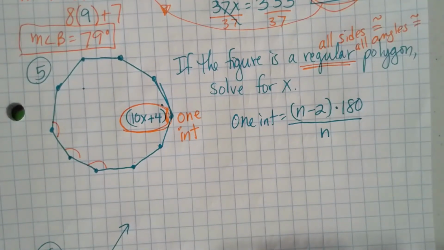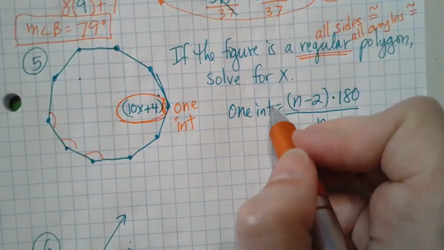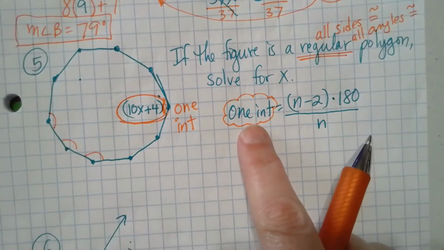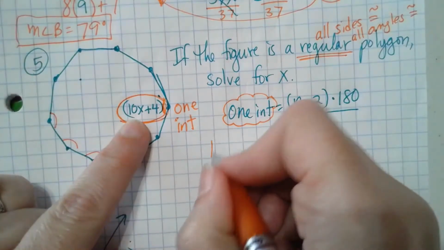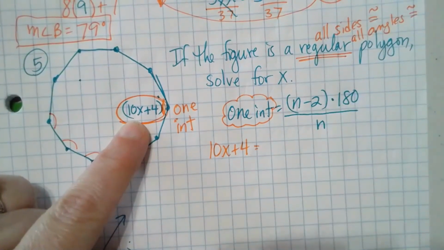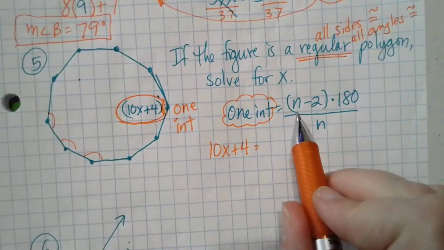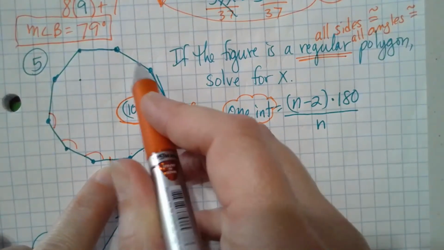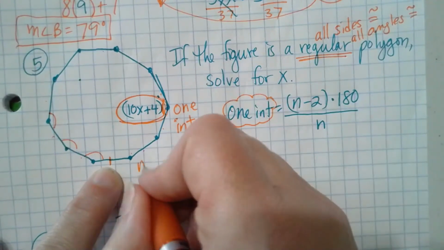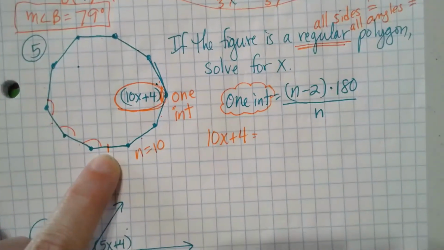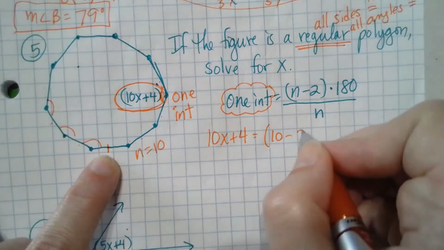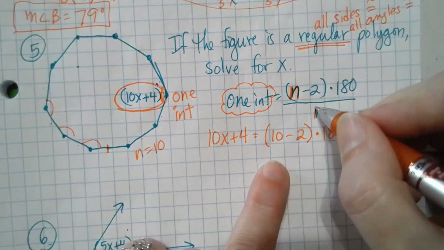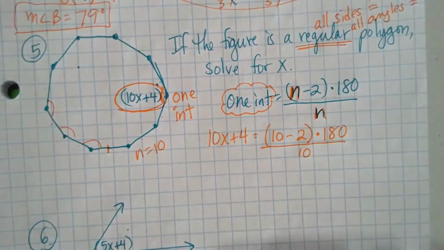Okay. All right, so in this problem, we know this value right here. The one interior angle that we have in this problem is this thing right here. That's our 10x plus 4. And the other thing that we know is we know what n is. Well, let's count. So this is 1, 2, 3, 4, 5, 6, 7, 8, 9, 10. n is 10 for this problem. So I'm going to put a 10 for n. So the n is going to be replaced here with a 10 and down here with a 10 as well.